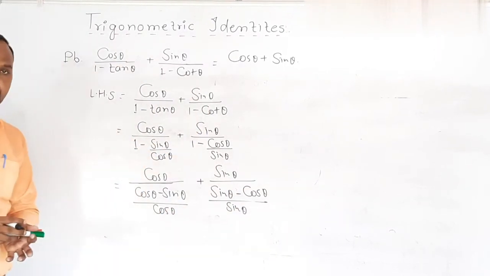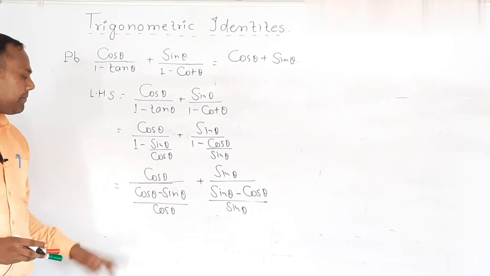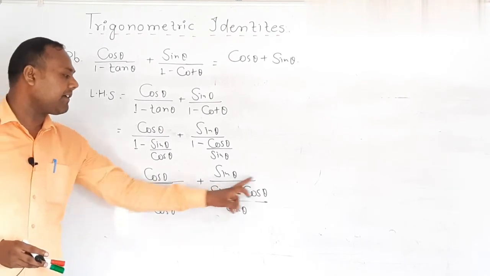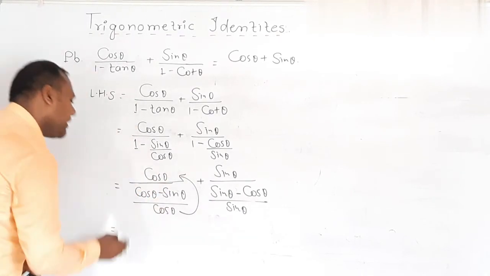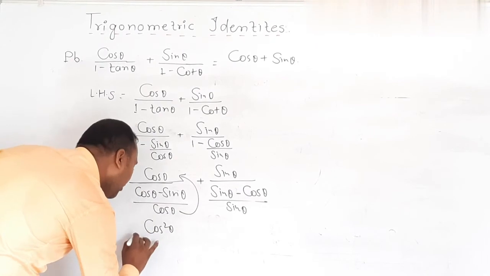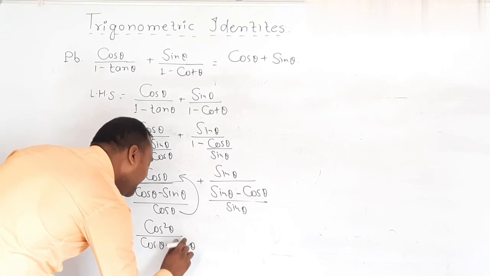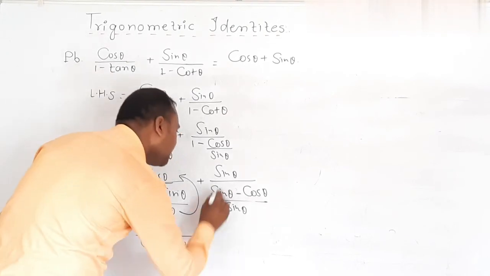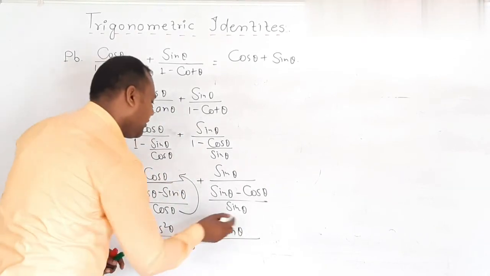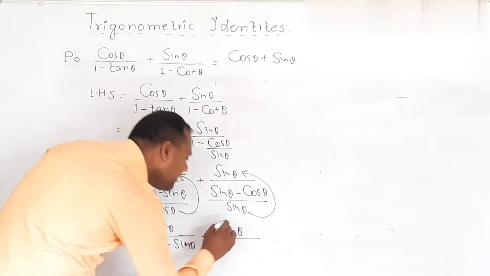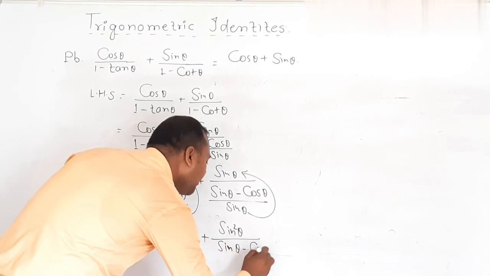We have to follow the rule 1, 2 and 3. These 3 parts are multiplied into 1 part. That means this is a greater fraction and this is a greater fraction also. That's why we can say that cos theta multiplied with cos theta means cos square theta upon cos theta minus sin theta, plus sin theta multiplied with sin theta, that means sin square theta upon sin theta minus cos theta.